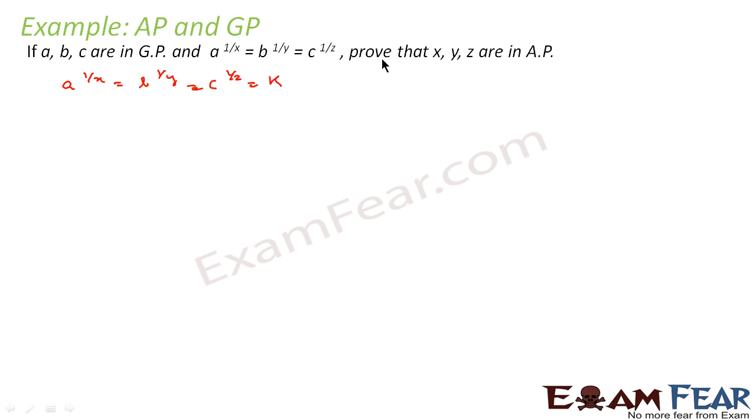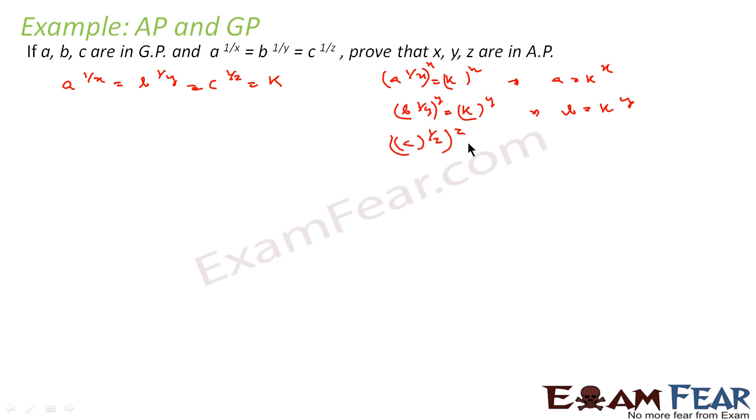So from this, the first equation is a to the power 1 by x is equal to k. We'll raise this equation to the power x, so we say a is equal to k to the power x. Similarly, b to the power 1 by y is equal to k. We'll also raise this to the power y, so we get b is equal to k to the power y. Similarly, c to the power 1 by z, we raise this to the power z, and we get c is equal to k to the power z.